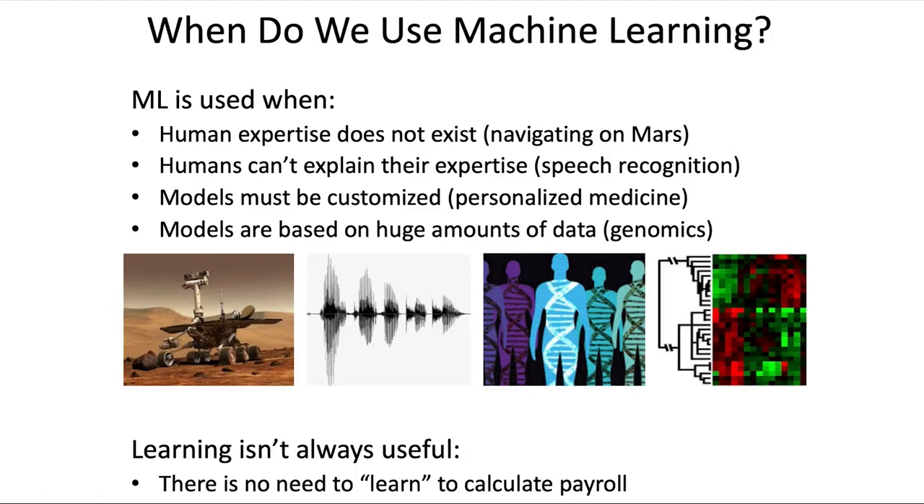So when do we use machine learning? Machine learning is used when human expertise does not exist, for example, navigating on Mars. Another example is when humans cannot explain their expertise, for example, in speech recognition. Machine learning models must be extremely customized. For example, in personalized medicine, there must be an individual machine learning model for each patient at a certain hospital or clinic. And furthermore, machine learning models are heavily based on large amounts of data, for example, in genomics, where we navigate the human genome using machine learning algorithms. When is machine learning not useful? When there's no need to learn, for example, to calculate payroll.